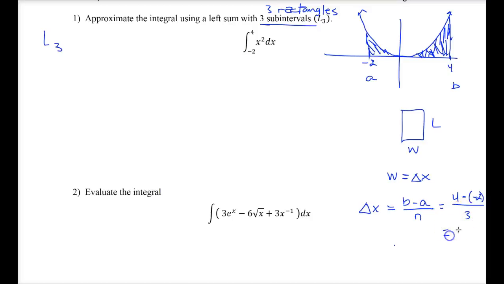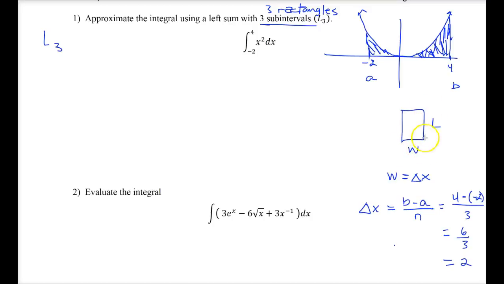That's the same as 6 divided by 3. And of course, that result is going to end up being just 2. So we know that we're going to have a width of 2 for each rectangle that we have.